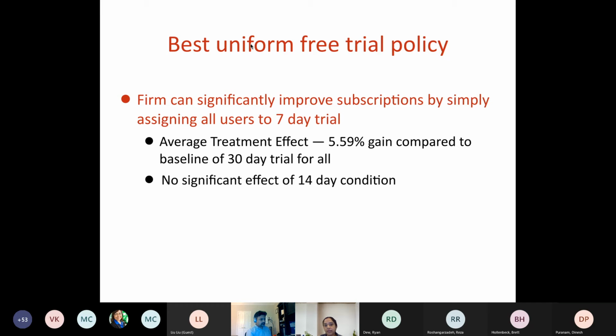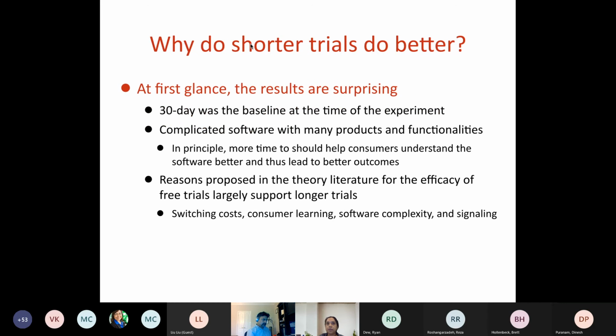So what this says is that, even by simply giving the 7-day treatment to everybody, the firm can do much better. There was a positive effect of the 14-day condition, but it wasn't significant, so that doesn't seem to have a big effect. So this is good. At the same time, it gets us to this question of why shorter trials do better. Why is it that the 7-day trial is better?